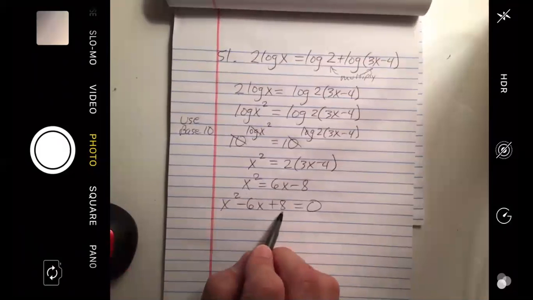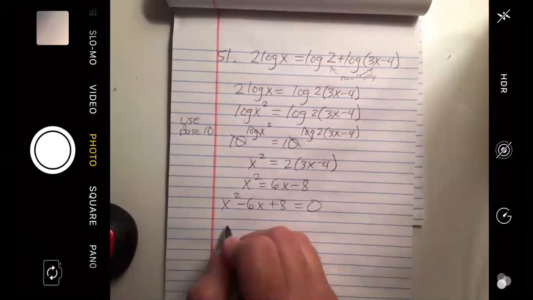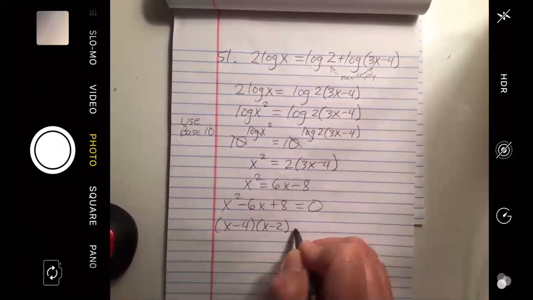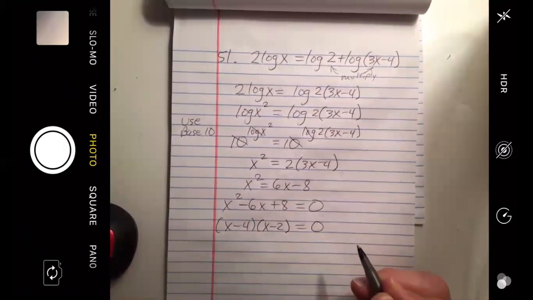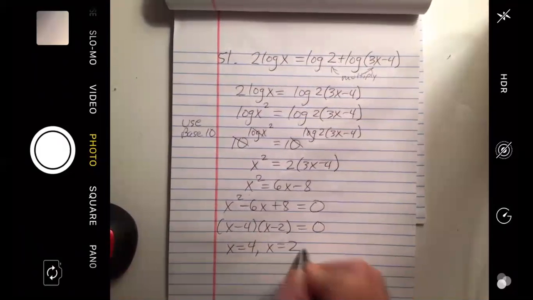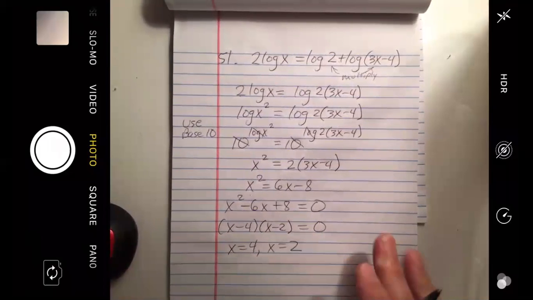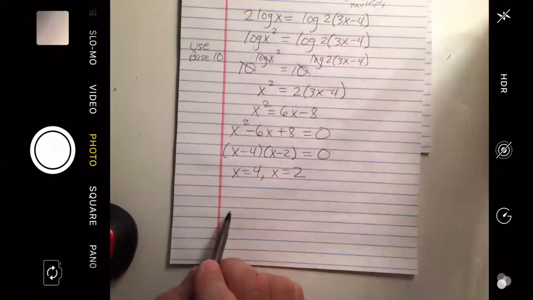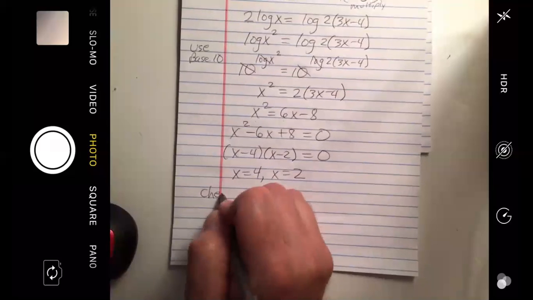Factoring on this would go 2 numbers multiply to 8, add to negative 6. Looks like it'd be x minus 4, x minus 2. That's going to give you x equals 4 and x equals 2. So we're going to check for illegals.